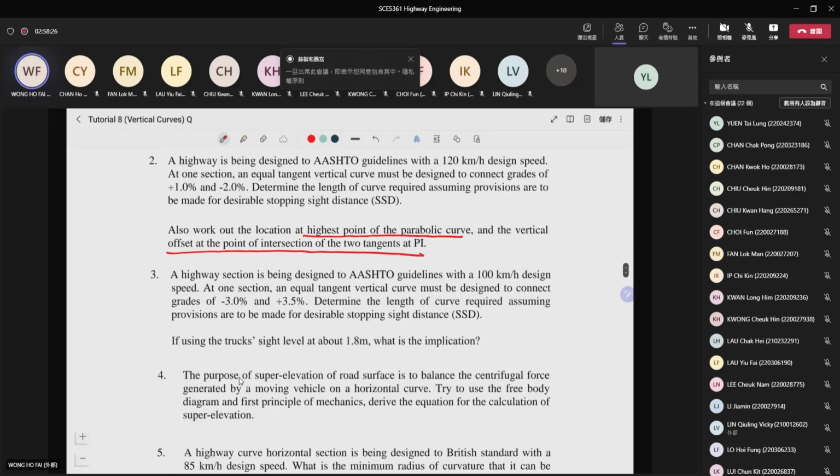And then a highway section is being designed to AASHTO guidelines with 100 km/h design speed. At one section, an equal tangent vertical curve must be designed to connect a grade of -3% and plus 3.5%. That means you will go from a negative curve to a positive curve. Determine the length of curve required, assuming provision to be made for desirable stopping sight distance. If using the truck eye level at about 1.8 m, what are the implications? So for this one, you may try by yourself.